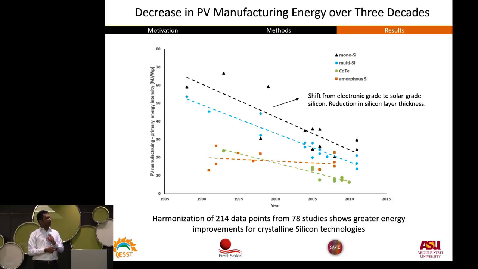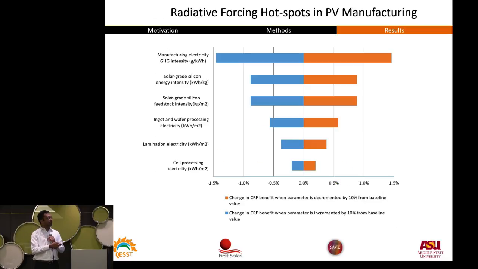So what we did in the next analysis was we looked at all the manufacturing steps that happen in manufacturing crystalline PV silicon, and we did a hotspot analysis using the radiative forcing metric. And the widest bars are what have the most climate impacts. The wider the bar, the greater is the climate impact of that particular manufacturing step or process. So the most climate intensive aspect of PV manufacturing now is what kind of electricity you're using in China. That really makes a big difference.